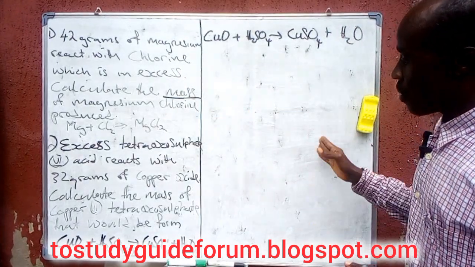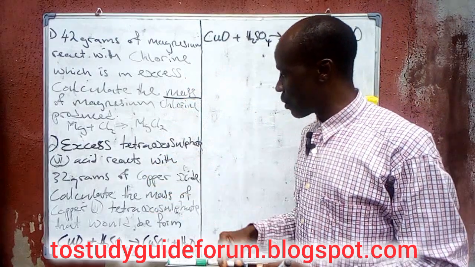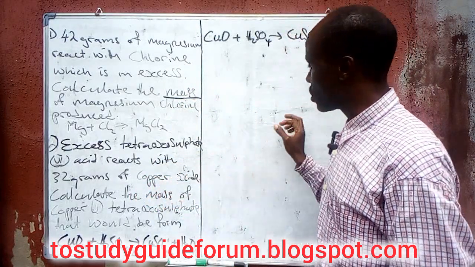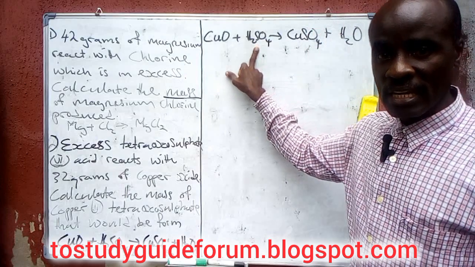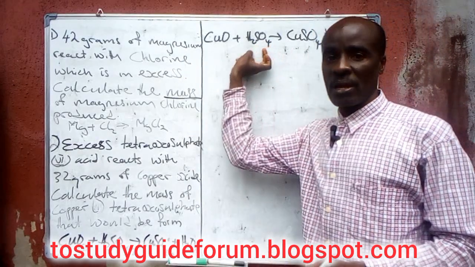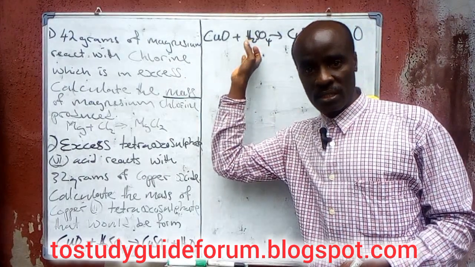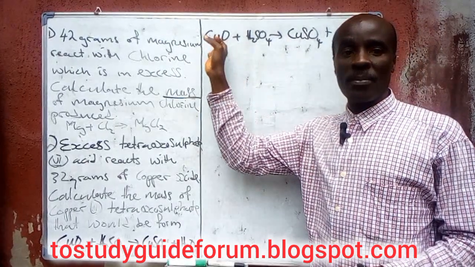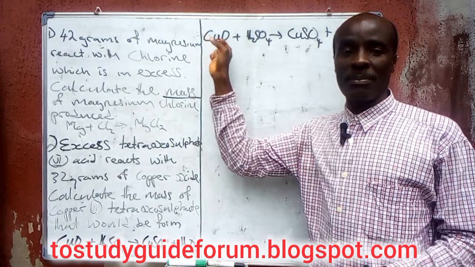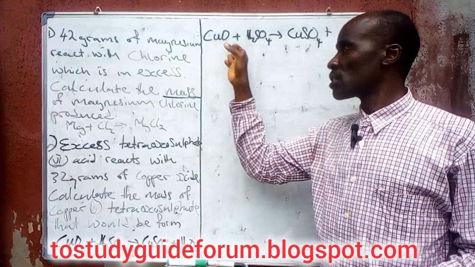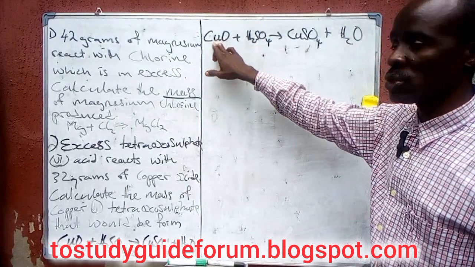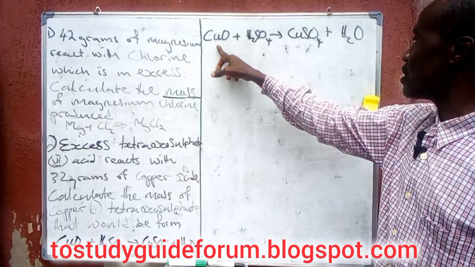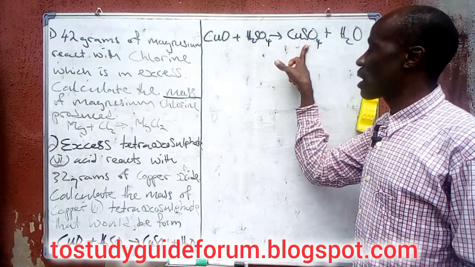Now, based on what we are looking for, the copper oxide reacts with excess tetraoxosulphate 6 acid. That means we don't have much to do with the acid, because we are working with the mass of the copper oxide. This is more like the mass that determines what happens. The acid is in excess, which means once the copper oxide finishes, everything will end there.